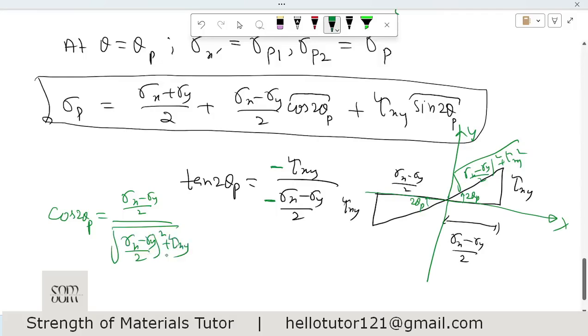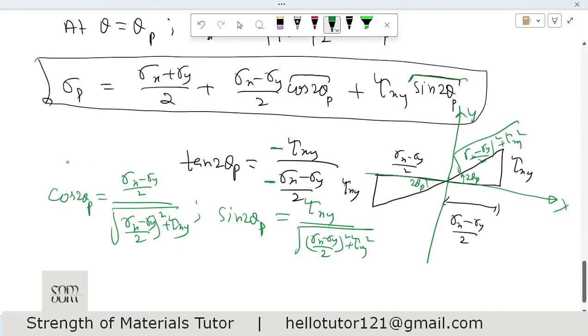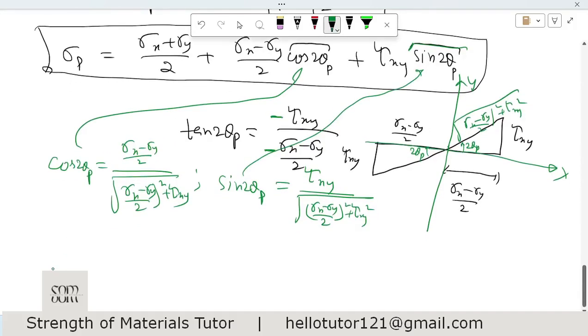Similarly, we also need the value of sine 2 theta p. Sine is perpendicular divided by hypotenuse, so it is tau xy divided by the square root of ((sigma x minus sigma y)/2) whole square plus tau xy whole square. Why? Because this is the hypotenuse, and perpendicular divided by hypotenuse is sine 2 theta. So let us put these values here. What do we get?